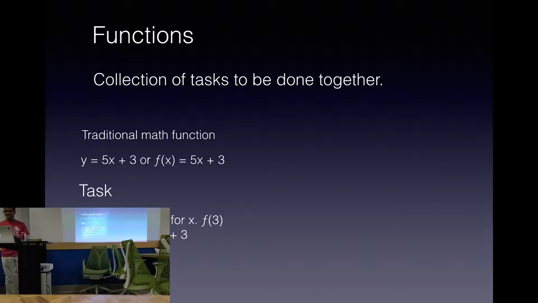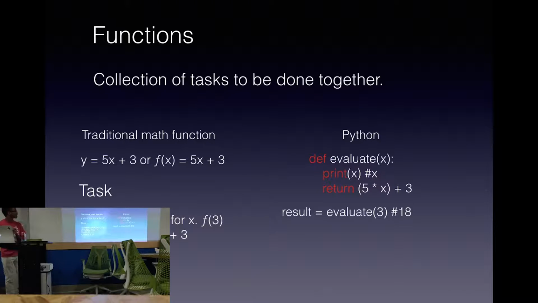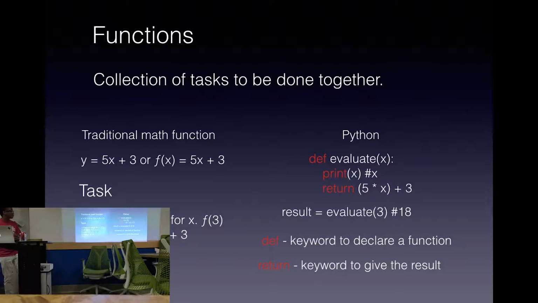We can represent this in Python by doing something like this, where we made this function called evaluate, which takes in an x variable, which would be like a number, and then we have this print x, so we just want to see the number that they passed in, and then return the result. When looking at this, the def keyword is used to declare the function, and then the return keyword gives us the result and stores it into a variable. So after we pass in a value of 3, we'll store 18 into the result variable.